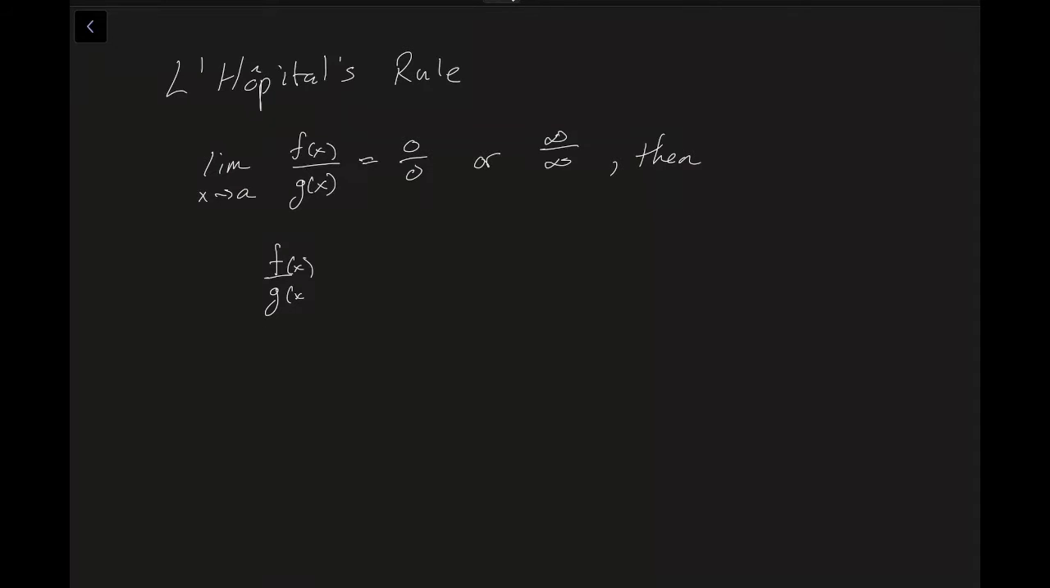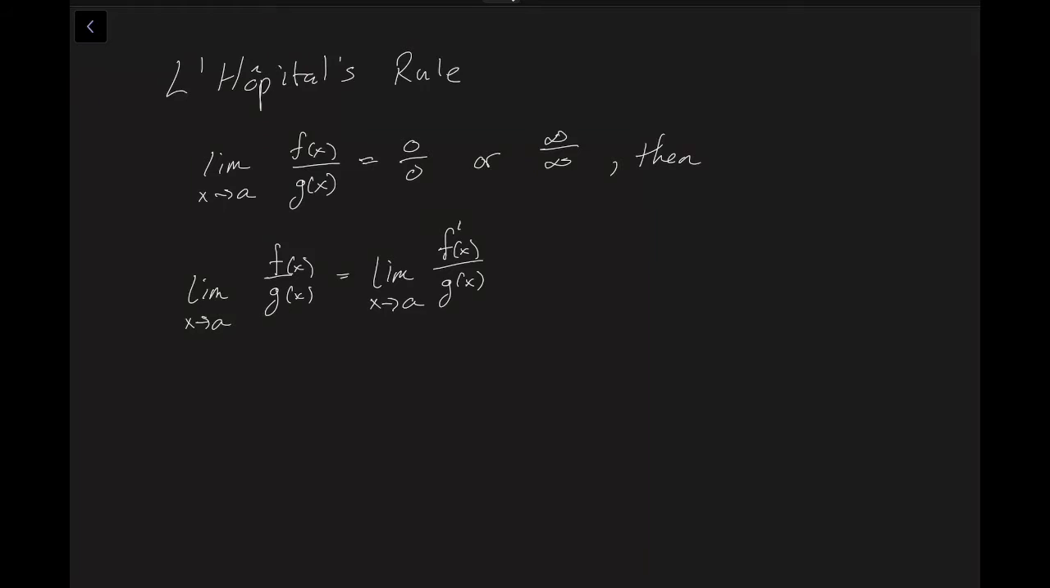Hi, so in this video we're going to be talking about L'Hopital's rule. So what does L'Hopital's rule say? Well, it says that if we take the limit of f of x over g of x and we get 0 over 0 or infinity over infinity, two indeterminate forms, that limit is equal to the limit of f prime of x over g prime of x.